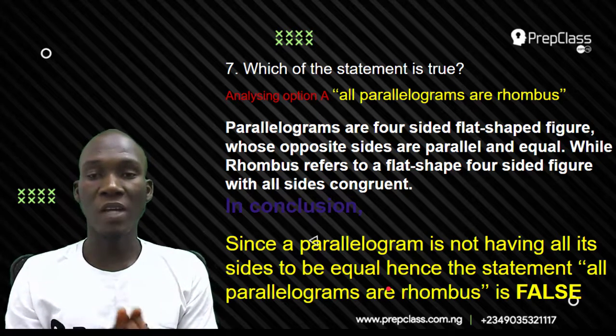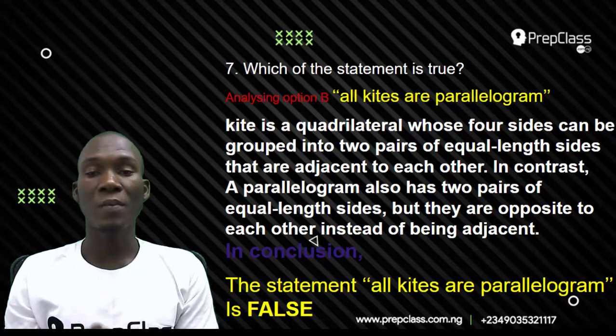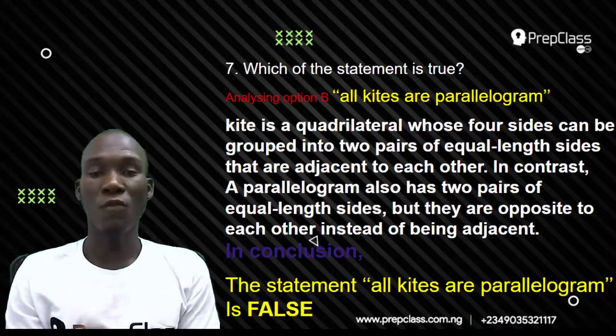So it means option A is not true. So that is not the correct option. We move to option B. All kites are parallelograms. Is this true or false?